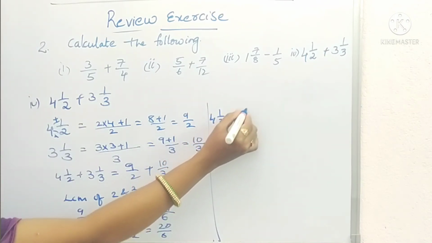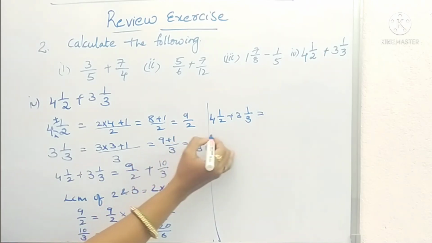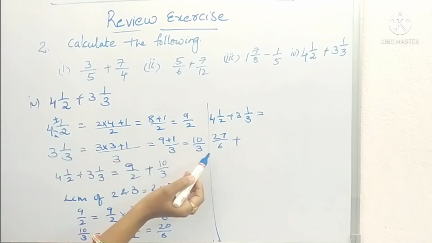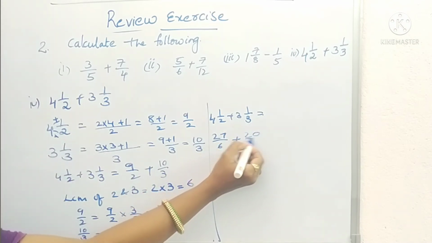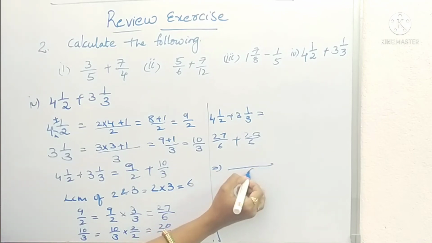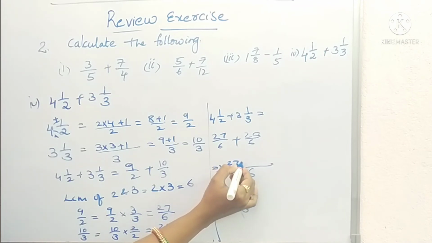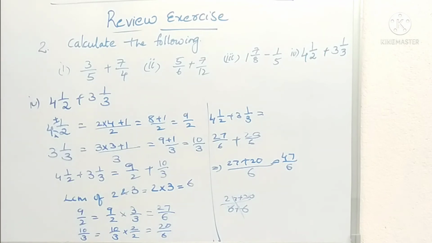4 1/2 plus 3 1/3 became 9/2, which equals 27/6, plus 10/3, which became 20/6. So now the LCM is 6. Don't write 6 plus 6 and 27 plus 20, that's wrong. We just have to take the LCM: 27 plus 20 is 47 by 6. Our answer will be 47 by 6.